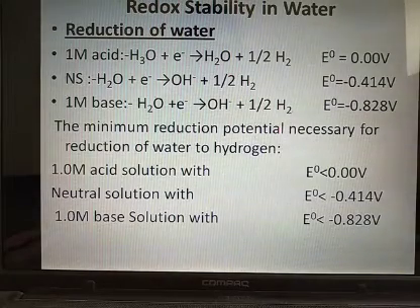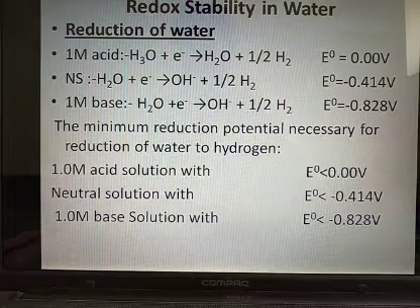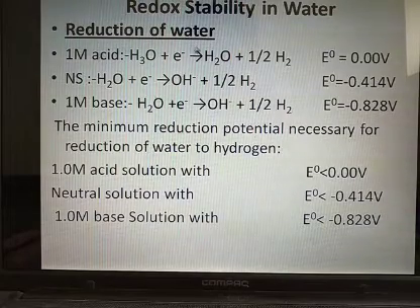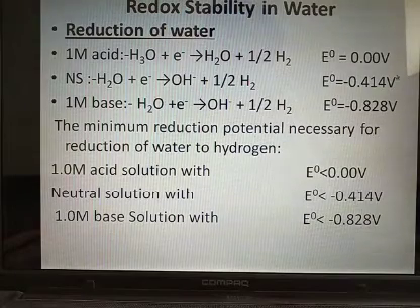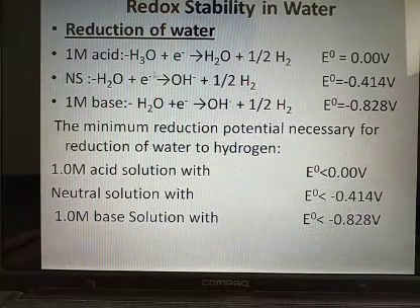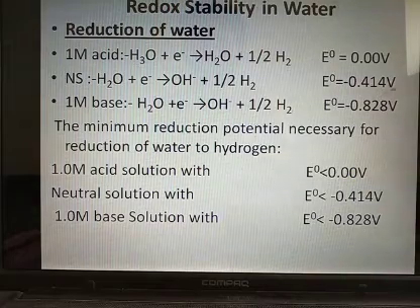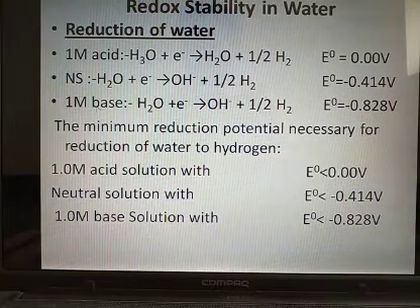Then redox stability in water. Water undergoes reduction in 1 molar acid, where it shows 0 volts. In a neutral condition it is minus 0.414 volts, and in 1 molar base it is minus 0.828 volts.